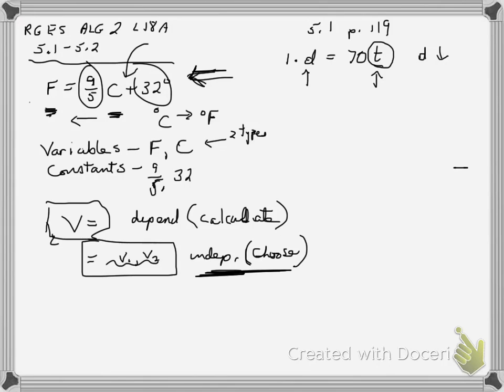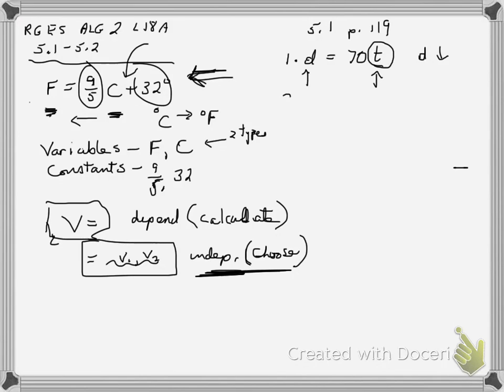D will go down. C, what is the independent variable? That's the one I get to choose. That would be the t. What is the dependent variable? That's the one I calculate. That would be the D. And what is the constant? The constant would be 70.